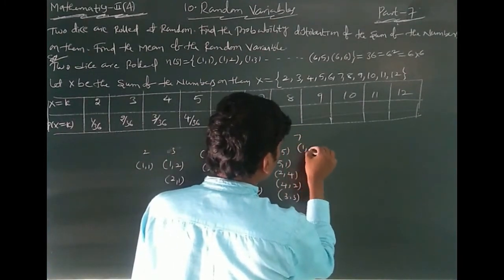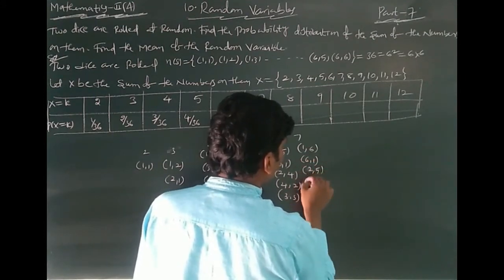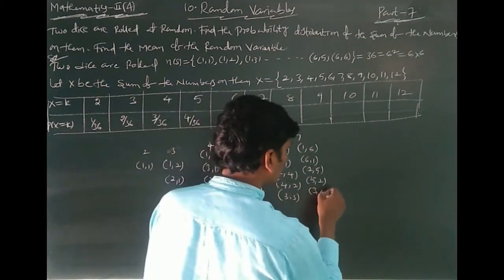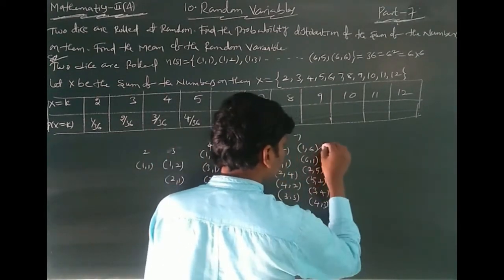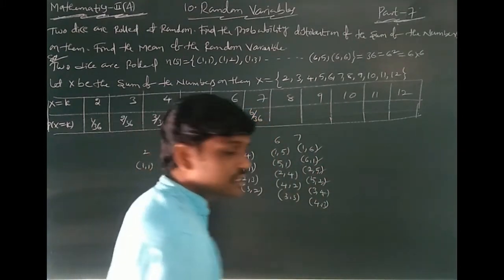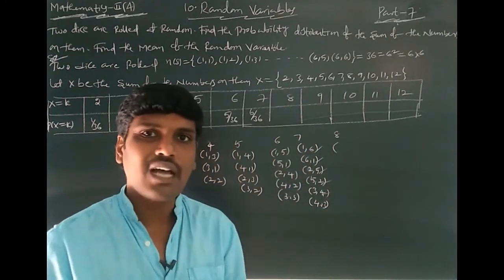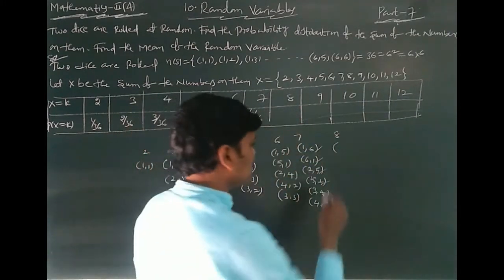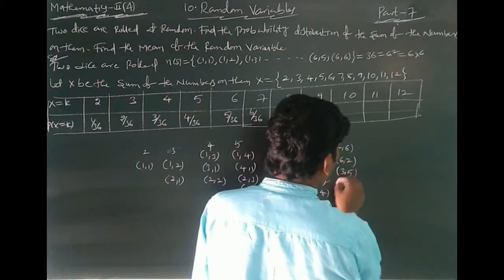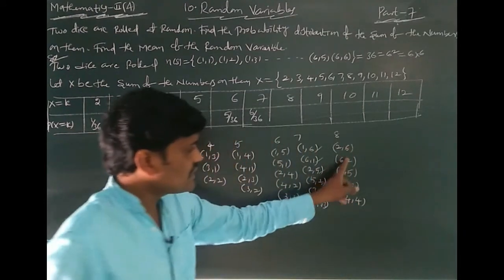Sum 7: 1 comma 6, 6 comma 1, 2 comma 5, 5 comma 2, 3 comma 4, 4 comma 3. Total how many cases? 1, 2, 3, 4, 5, 6 cases. 6 by 36. Sum 8: 1 comma 7 is not possible. That's why 2 comma 6 and 6 comma 2, 3 comma 5 and 5 comma 3, next 4 comma 4. Total how many cases? 5 cases.